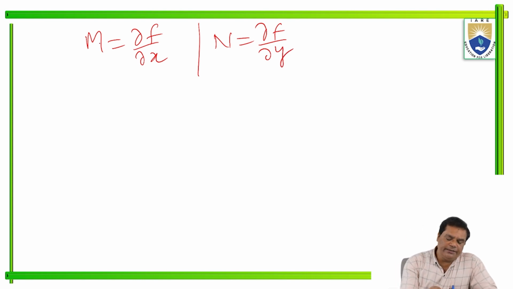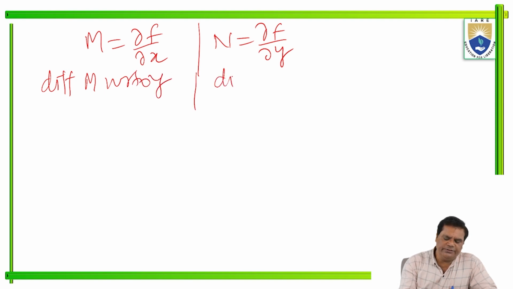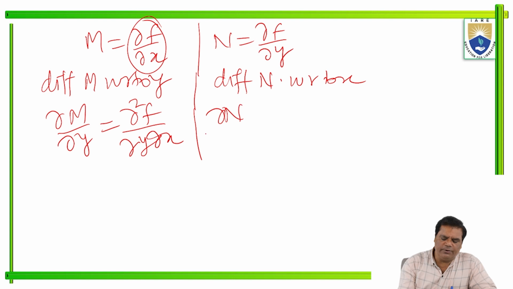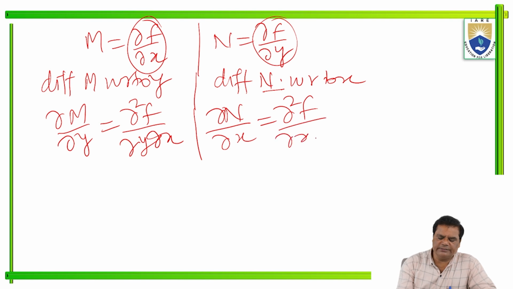Now differentiating M with respect to y and differentiating N with respect to x. So del M over del y equals del 2f over del y del x. And del N over del x equals del 2f over del x del y.